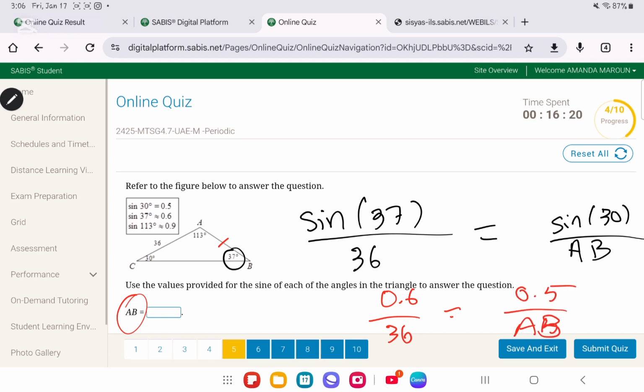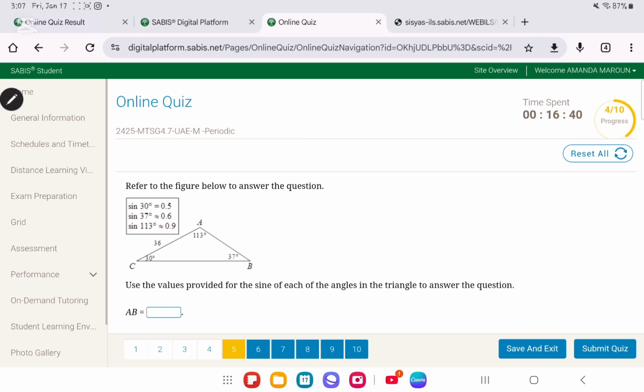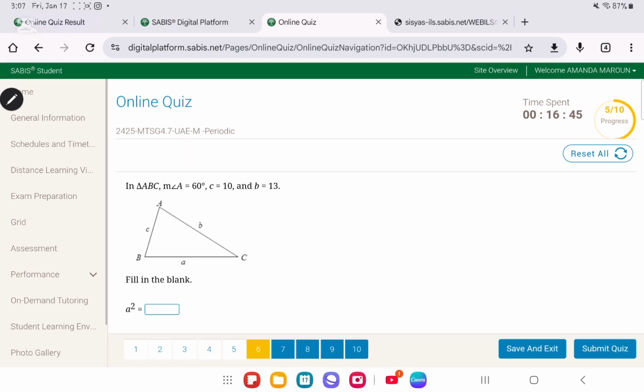Okay, then we do cross multiplication and make AB the subject, so AB is equal to what? Is equal to 0.5 times 36 divided by 0.6. So on the calculator, we are then gonna get an answer of 30. So side AB is equal to 30. Moving on to question number 6, they need the value of a squared.